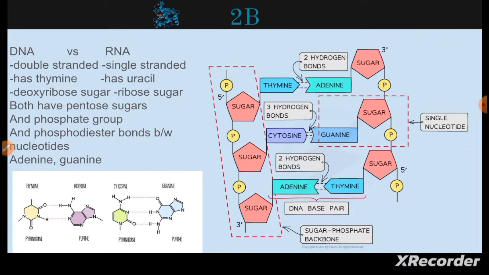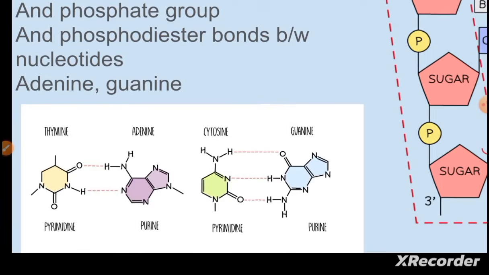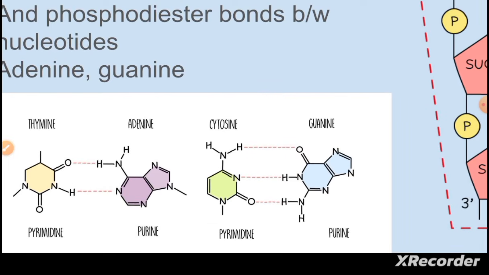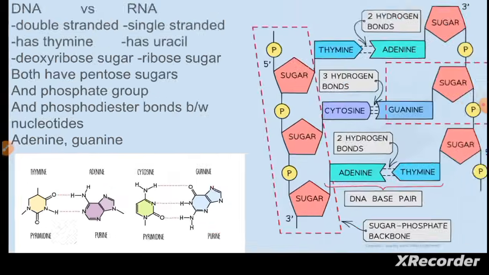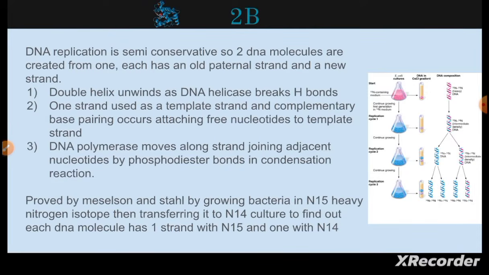They both have pentose sugar. Ribose and deoxyribose are both pentose sugars. They have a phosphate group. Both have phosphodiester bonds between nucleotides, and they both have the adenine and guanine bases. Here it's also showing you the structure. The purines have a single carbon ring. The pyrimidines have a double carbon ring structure.